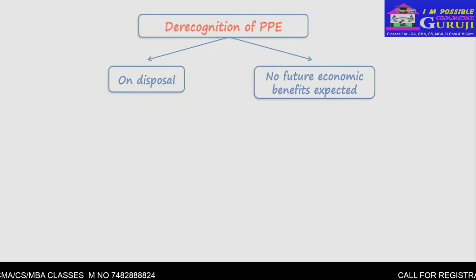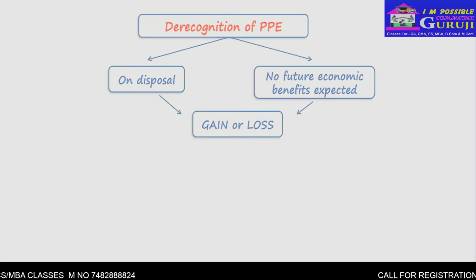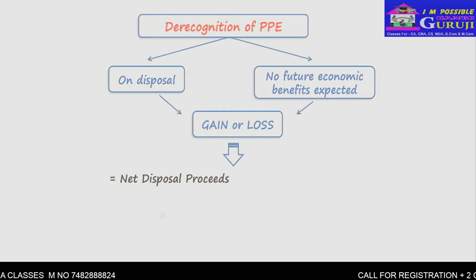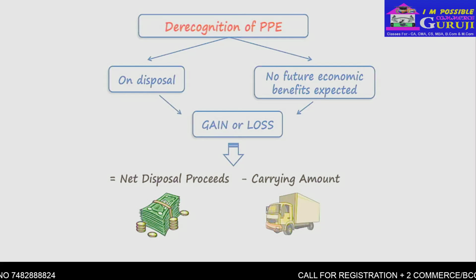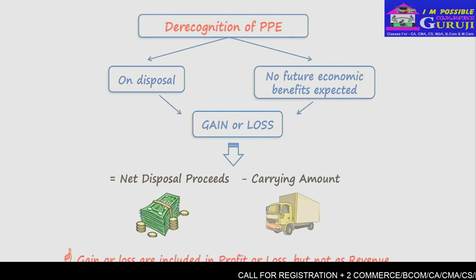And when the item of property, plant, and equipment is disposed, gain or loss may arise, which is calculated as net disposal proceeds, less the carrying amount of property, plant, and equipment. Gains or losses from disposals of property, plant, and equipment are included in profit or loss, but not as revenue, right? Rather, these are shown as a gain from sale of PPE.